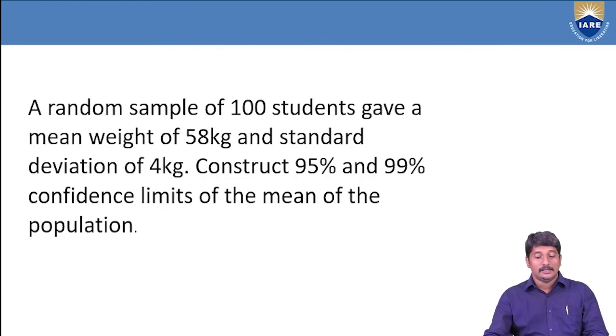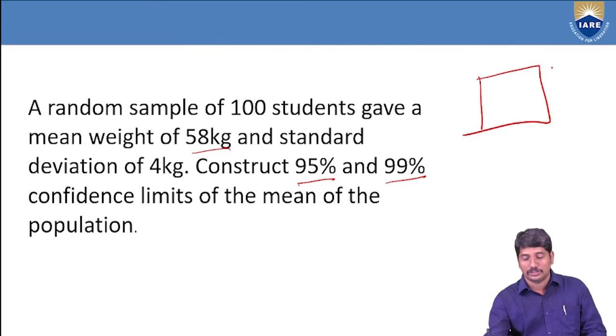impactful. Next, here we are asked to construct 95% and 99% confidence intervals for the problem where a random sample of 100 students gave a mean weight of 58 kg. Suppose in our IARE there are 4,000 students. Now we have taken a sample of 100 students. The average weight of these students is 58 kgs with a standard deviation of 4 kgs.